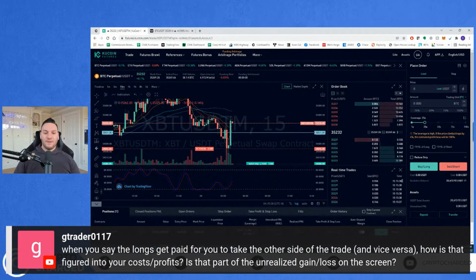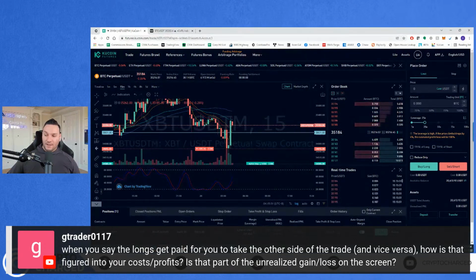When you say the longs get paid for you to take out the other side of the trade and vice versa, how is that figured into your cost and profits? Is that part of the unrealized gain loss? Yes, it is. So that is 100% part of the unrealized and the realized P&L.